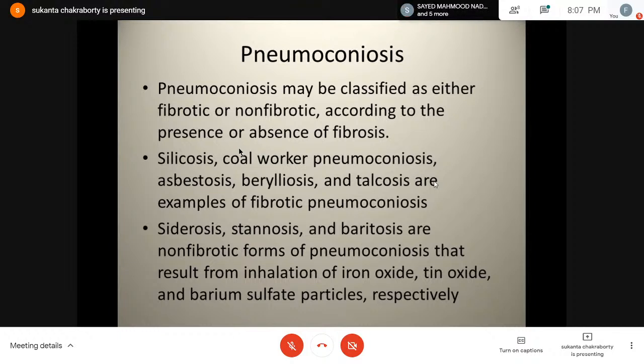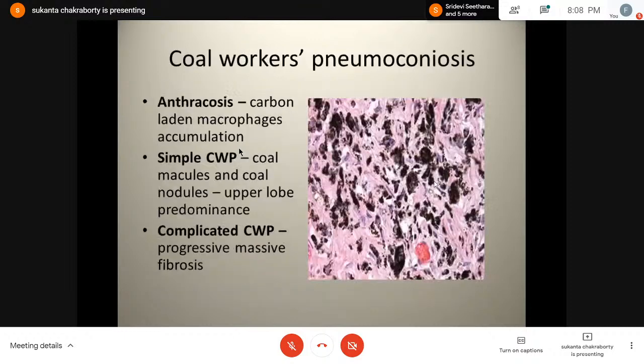So, what are fibrotic pneumoconiosis? Silicosis, coal-worker pneumoconiosis, asbestosis, berylliosis, and talcosis are examples of fibrotic pneumoconiosis. On the other hand, siderosis, stannosis, and barytosis are non-fibrotic forms of pneumoconiosis that result from inhalation of iron oxide, tin oxide, and barium sulfate particles respectively. So, fibrotic group and non-fibrotic group, and the fibrotic group is more common as well as more important.